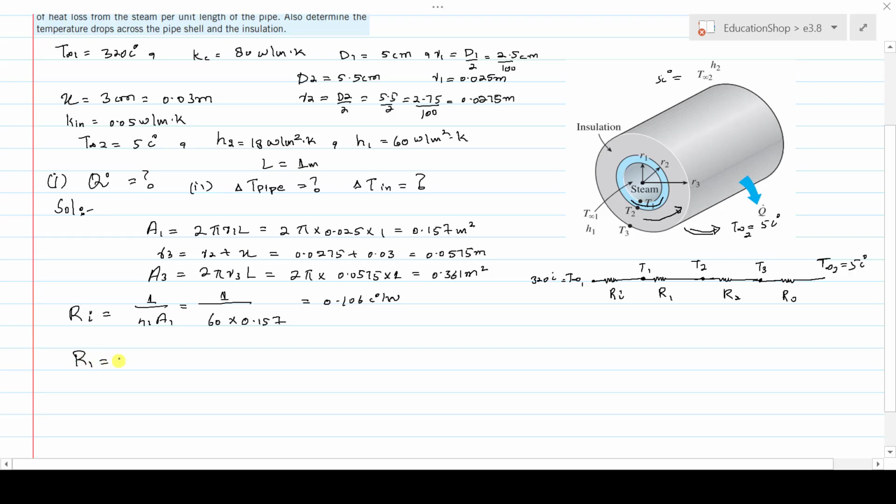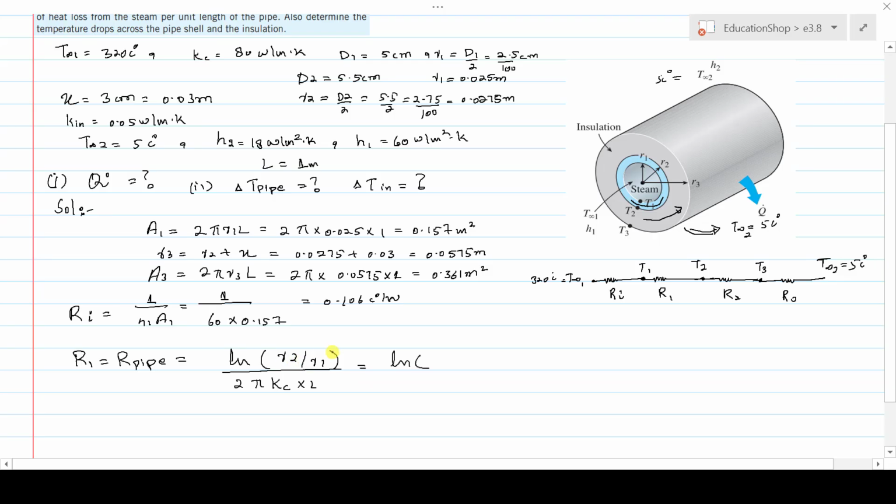R1 is the resistance offered by the pipe. Since the pipe is cylindrical, the resistance in cylindrical coordinates is equal to ln(R2/R1), the natural log of the outer radius of the pipe divided by the inner radius of the pipe, divided by 2 pi times the thermal conductivity of the material from which the pipe is made, multiplied by the length of the pipe.